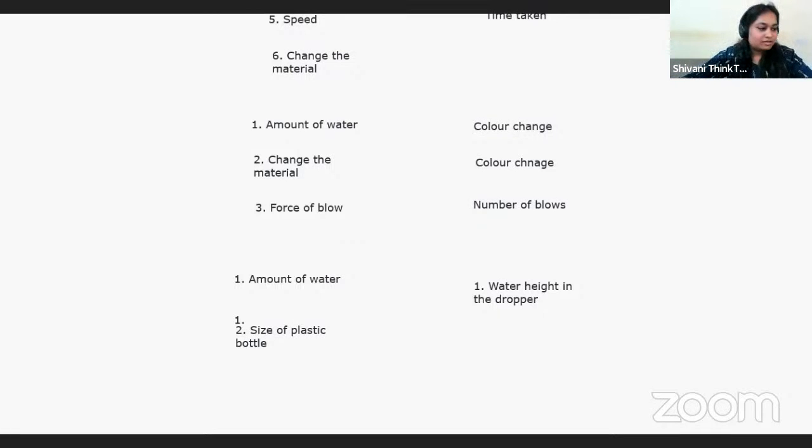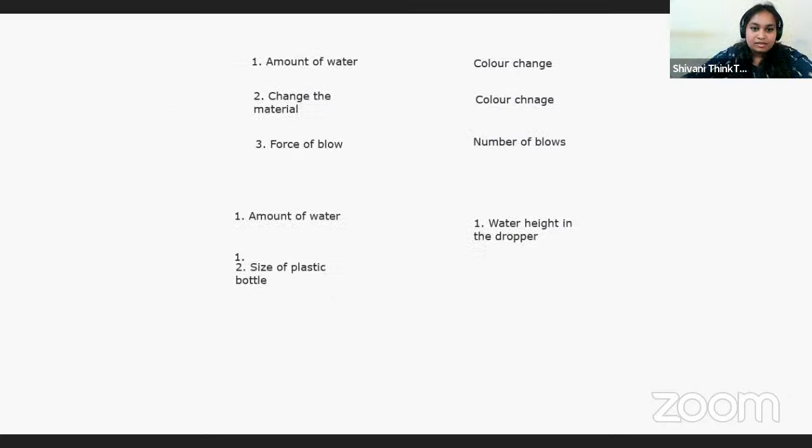Ma'am, I'm saying that the water height in the dropper will depend upon the pressure applied. If we apply low pressure, then low water height; high pressure, then high water height. Yes. So pressure should be independent, because it's changing the dependent variable, which is the water height in the dropper.